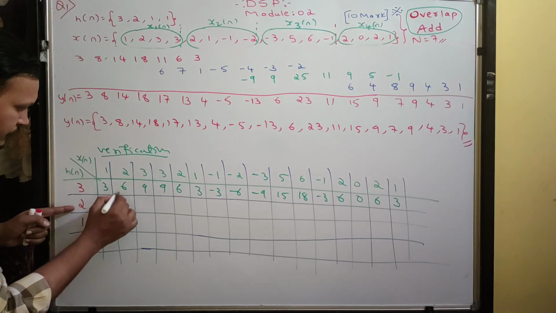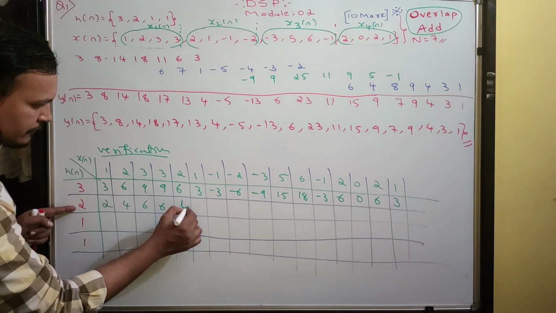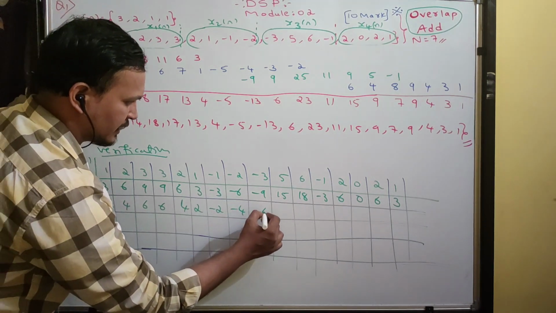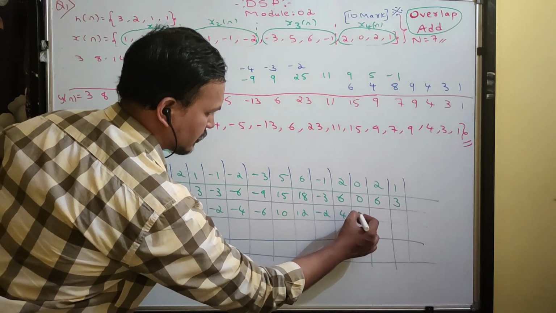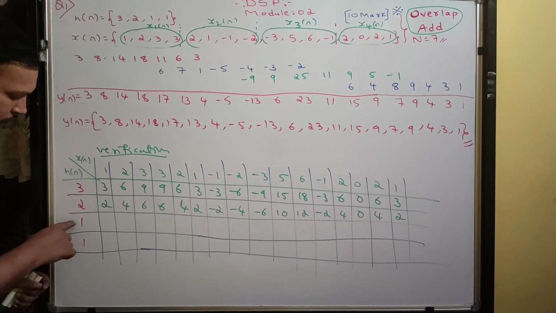Next to 2, multiply 2 with all these numbers. 2 1 ja 2, 2 2 ja 4, 2 3 ja 6, 2 4, 2 2 ja 4, 2 1 ja 2, 2 into minus 1 minus 2, minus 4, minus 6, 10, 12, minus 2, 4, 0, 4, 2. Next is 1 and 1.